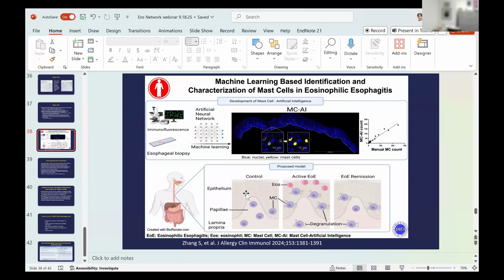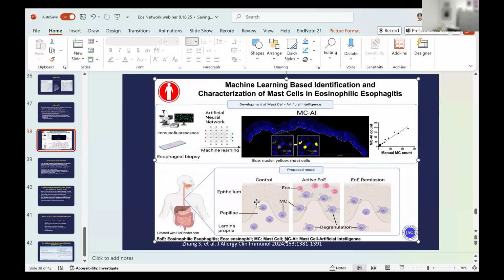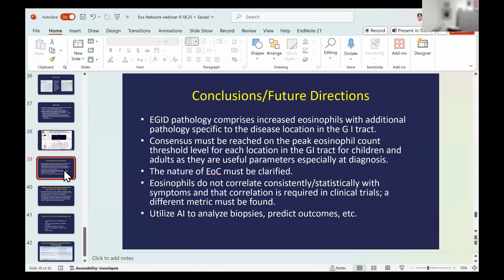This is a graphical abstract of a study that one of our young faculty performed using machine learning, as we'll learn more about shortly, in which she found that in the normal esophagus, the mast cells are usually in the lamina propria. When there's active eosinophilic esophagitis, they move from the lamina propria into the epithelium. And then in remission, there's a bit of a reversal, but the mast cells continue to be elevated in the epithelium, and that may be why they are contributing to symptoms.